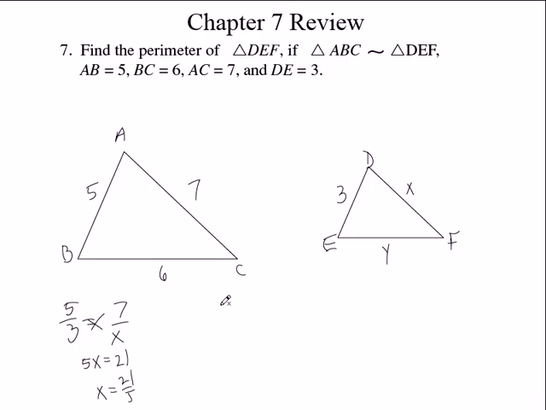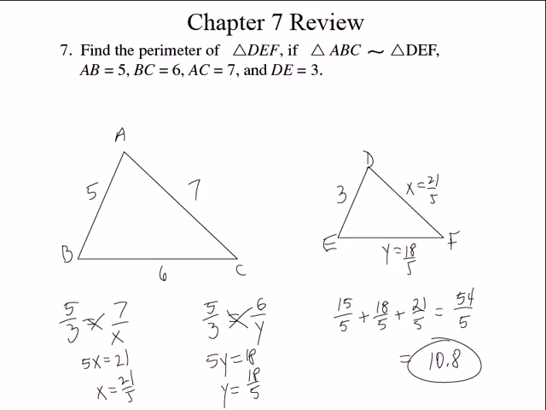And then we do the same thing for y. Keep the same scale factor, 5 to 3, and set that equal to 6 over y. Cross multiply. 5y equals 18. Y equals 18 over 5. So that's what x is equal to, and that's what y is equal to, 18/5. And now you just add them up. I'm running out of time on my video, so I added them up right there, and then I did the division, 10.8, and that's the perimeter of triangle DEF.